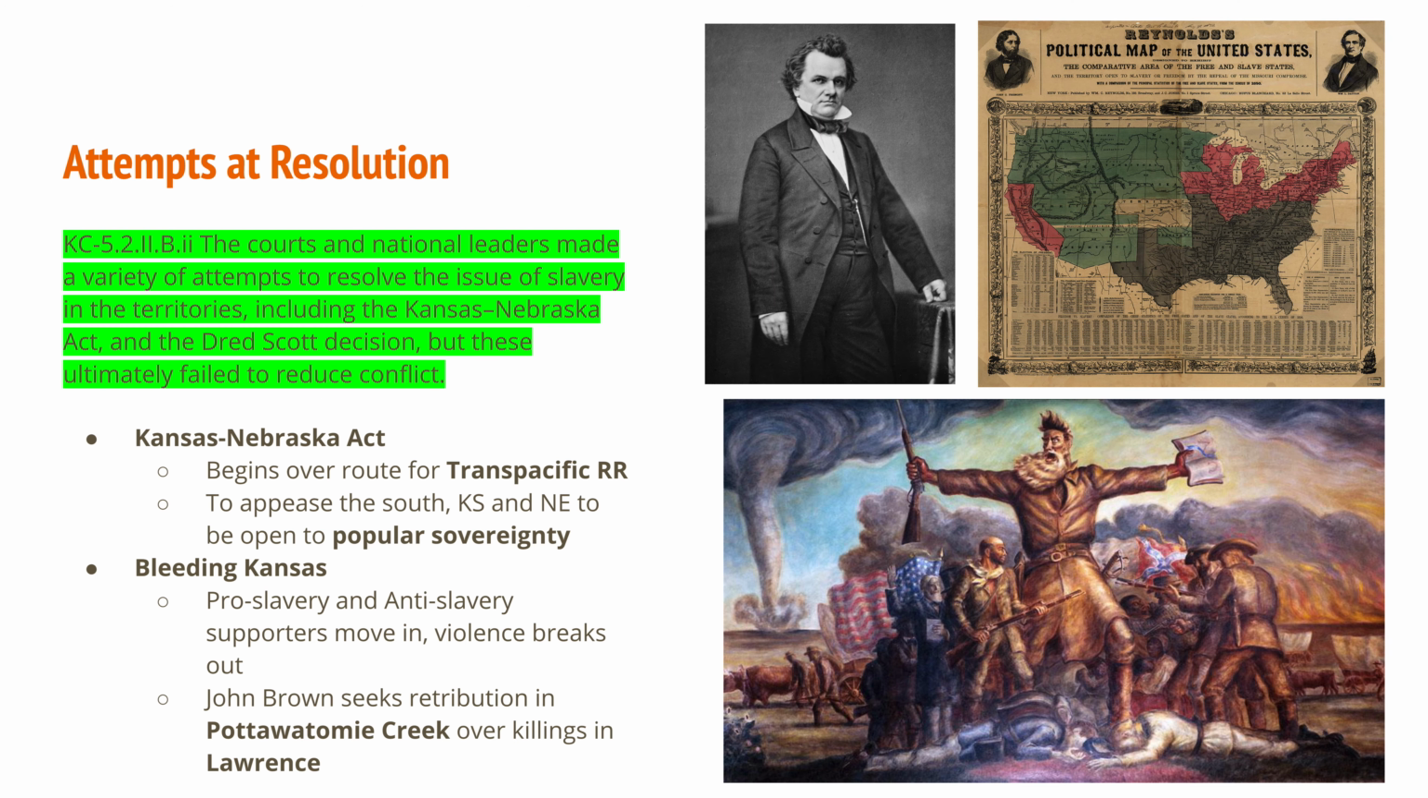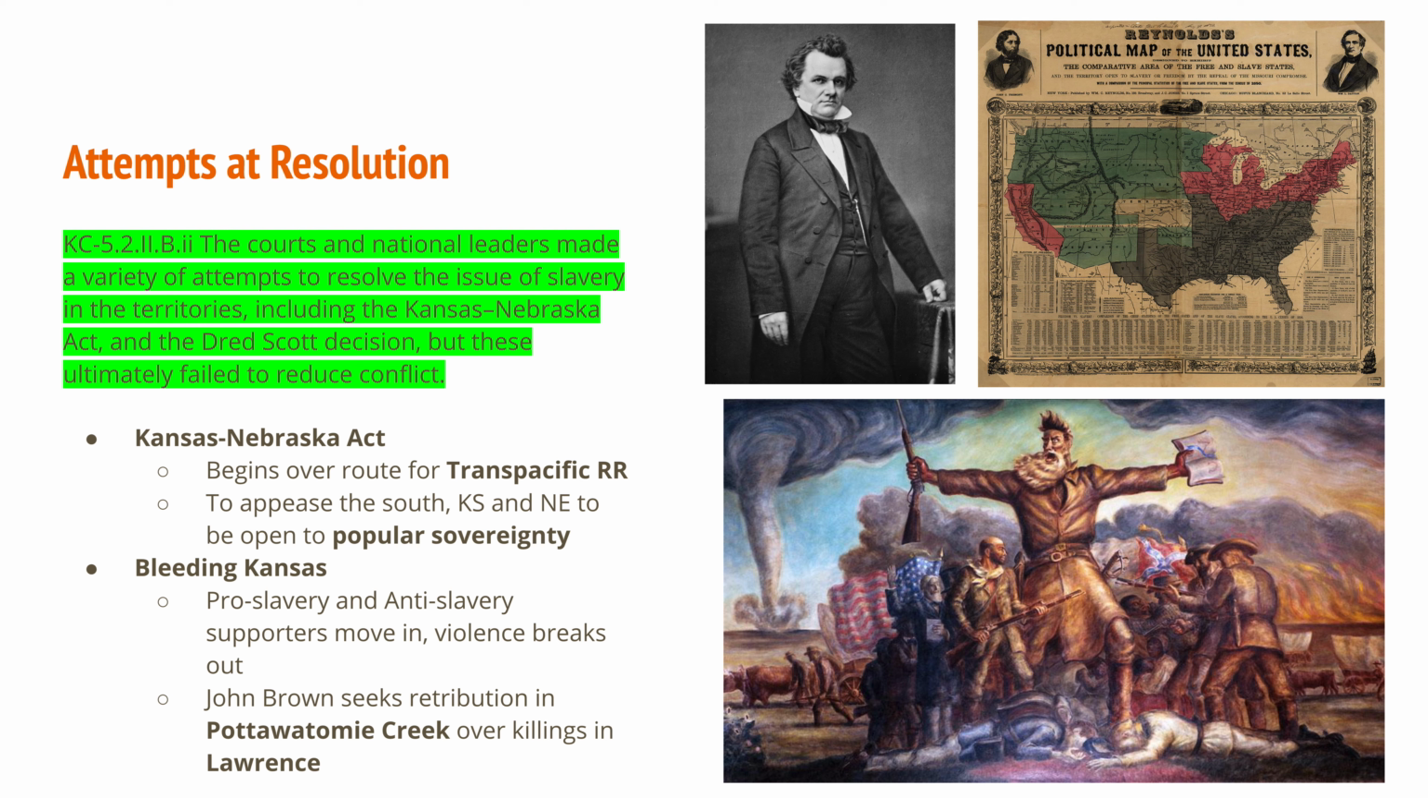So, two key concepts. The first one is the courts and national leaders made a variety of attempts to resolve the issue of slavery in the territories, including the Kansas-Nebraska Act and the Dred Scott decision, but these ultimately failed to reduce the conflict. So, the Kansas-Nebraska Act was the legislation that was going to organize the territories of Kansas and Nebraska so that they could become states.